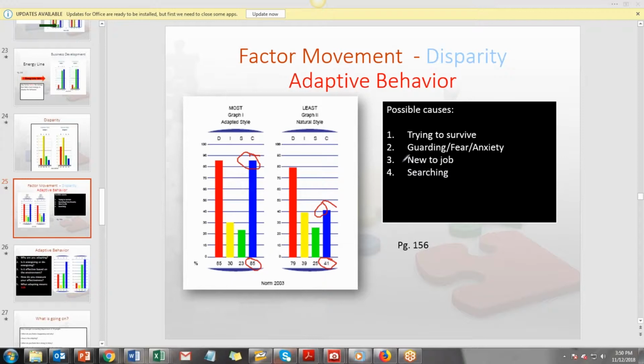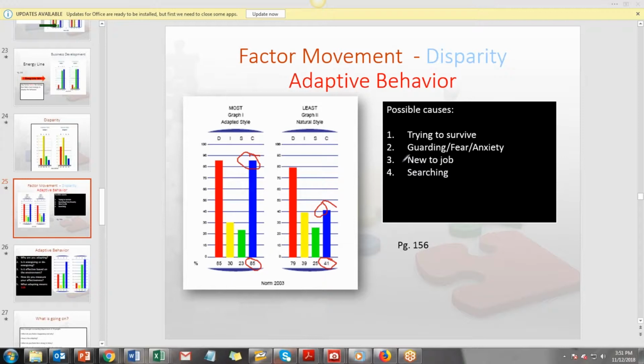Now, I want you to go to your textbook, page 156, and tab there, because you're going to need this and you're going to see this on the exam. So I don't want you to mess it up. Look at page 156, and you see four orange circles. Tell me when you get there. I'm here.